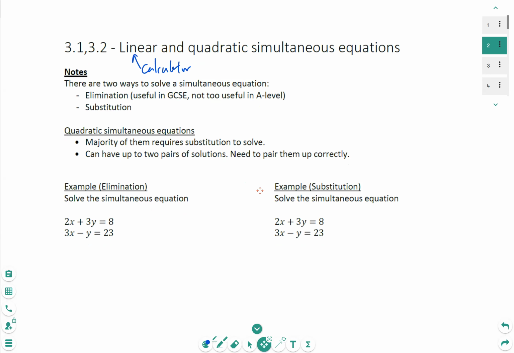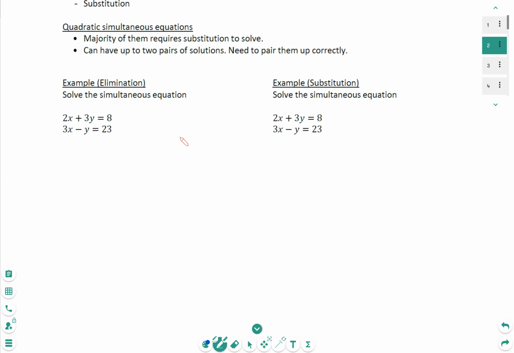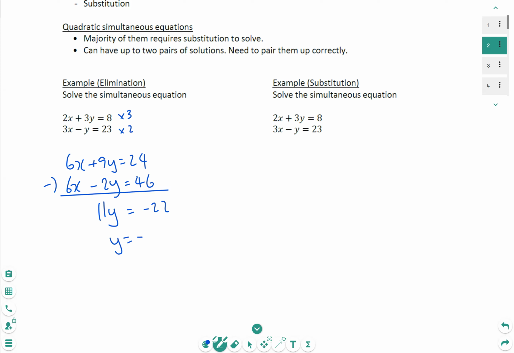So, example. By elimination, we multiply the first one by 3 and the second one by 2, so we can have the same coefficient of x, or you can multiply differently, whichever way works. 3 times 2 is 6x, 3 times 3 is 9y, 24. Times the second equation by 2, so 6x minus 2y equals 46. Next, to get rid of 6x, you do a subtraction. 9 minus 2y is 11y. 24 minus 46 using a calculator is negative 22. So y equals negative 2.